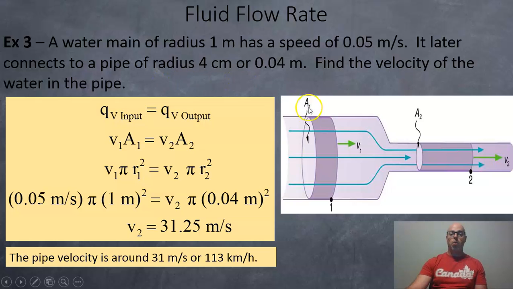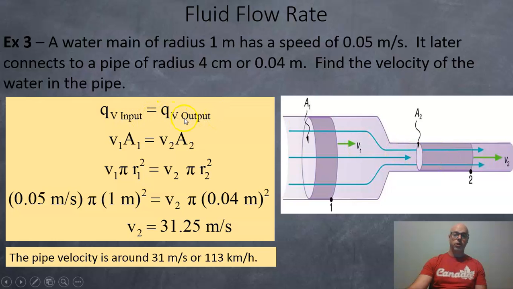So here we've got a water main, like a giant pipe underground, with the water traveling through really slowly at 5 centimeters per second, so 0.05 meters per second. And the radius of this water main is 1 meter, which means it has a diameter of 2 meters. And then it's going to shrink down into this pipe here, where the radius is only 4 centimeters, or the diameter is 8 centimeters altogether. So we just want to find out what's the speed right here in the small pipe.